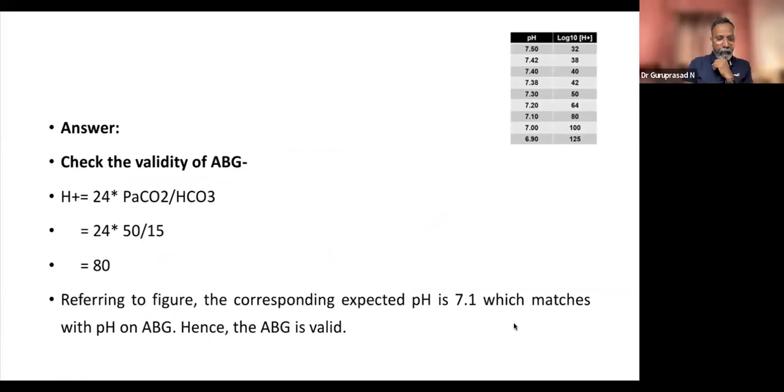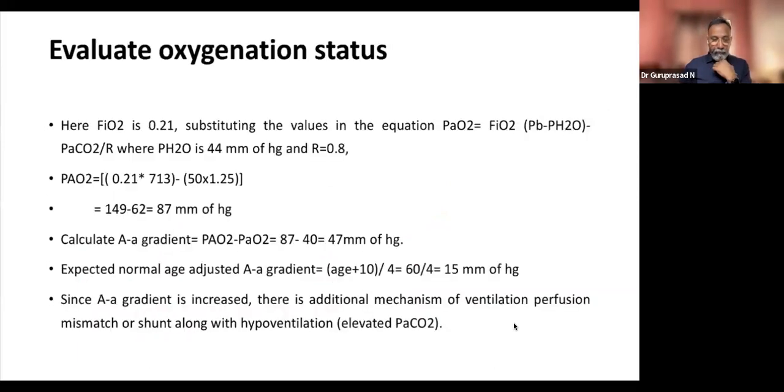Again, calculating the validity. The calculation has come as 80. Now you look at this table. For the 80, the pH should have been 7.1, and that is the pH which is given in the example. So it is a valid ABG.